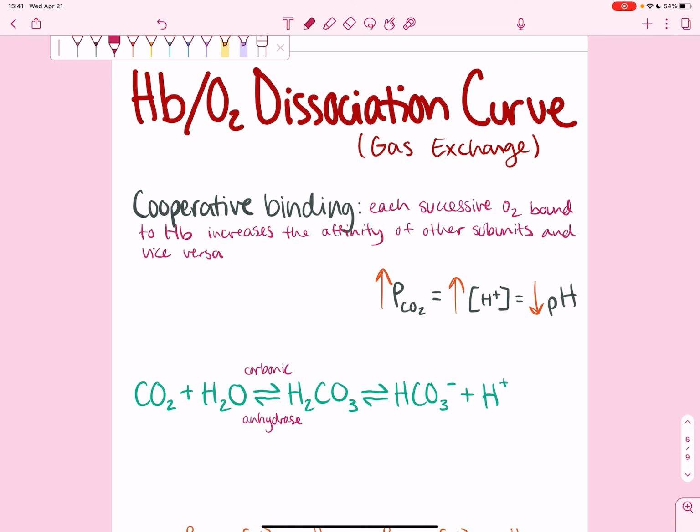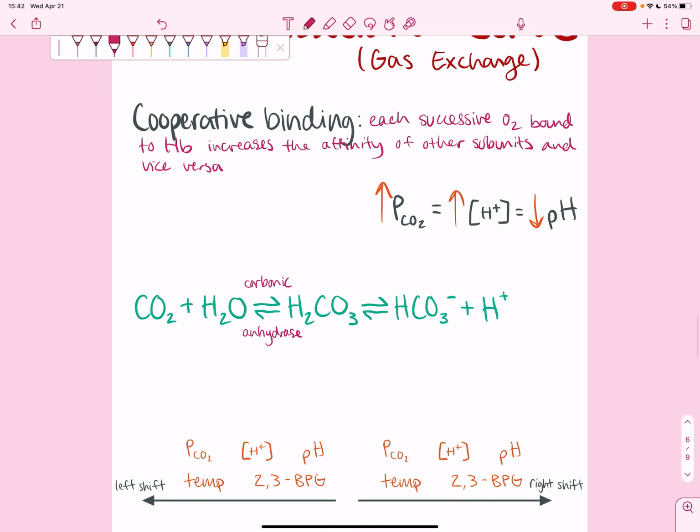Alright, what did I want to say? Oh yes. Carbonic anhydrase turns CO2 and H2O into carbonic acid. Then carbonic acid can freely change to the bicarbonate ion, and hydrogen ion.